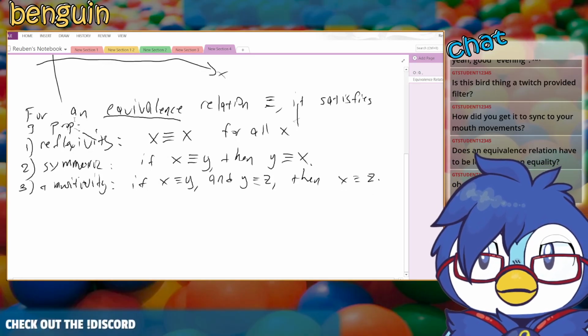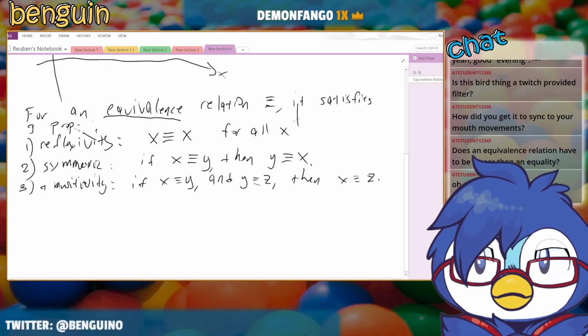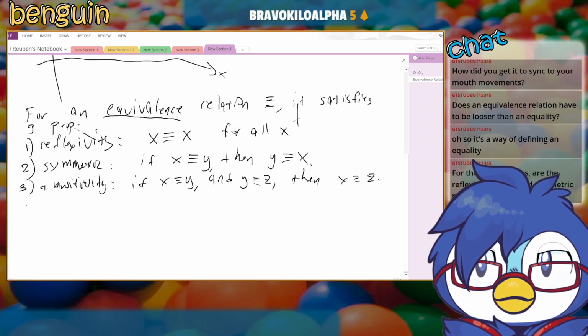With modular arithmetic, where'd my cursor go? There it is.